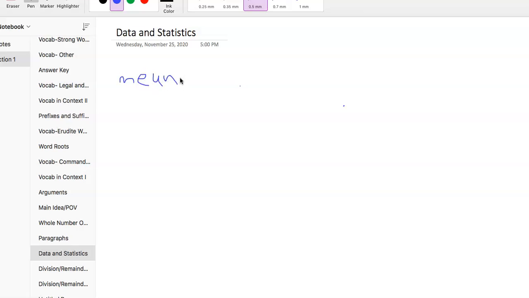Mean just means average. Okay, so we're going to say that we have a real simple data set, simple numbers to work with: 1, 2, 3, and 4. Okay, the simplest data set ever.